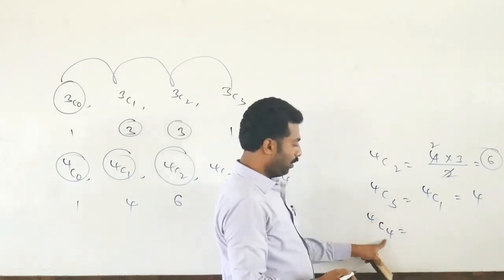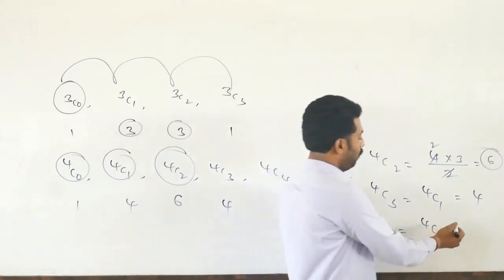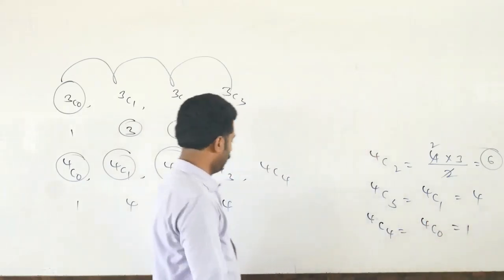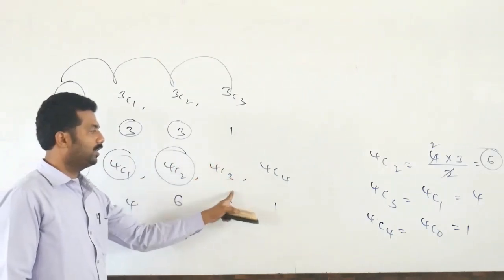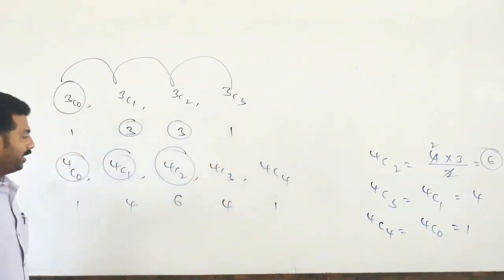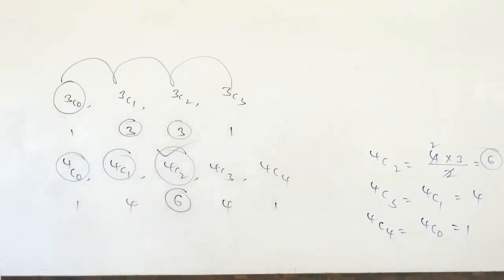4C4, 4 difference 0, is nothing but 4C0, value 1. Very clear? Among these 5 values, 4C0, 4C1, 4C2, 4C3, 4C4, which one is the largest number, 6? Nothing but 4C2 is the largest number.